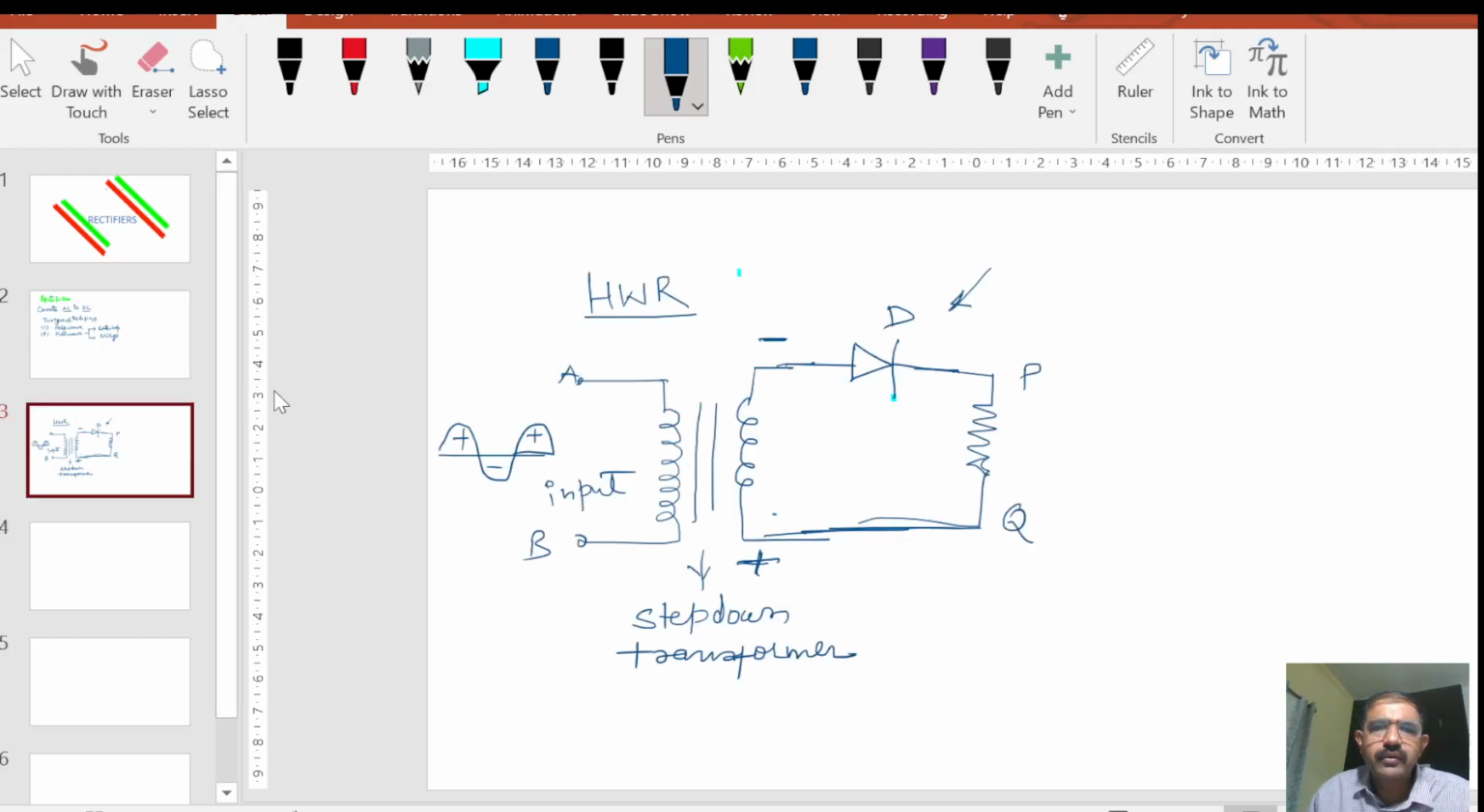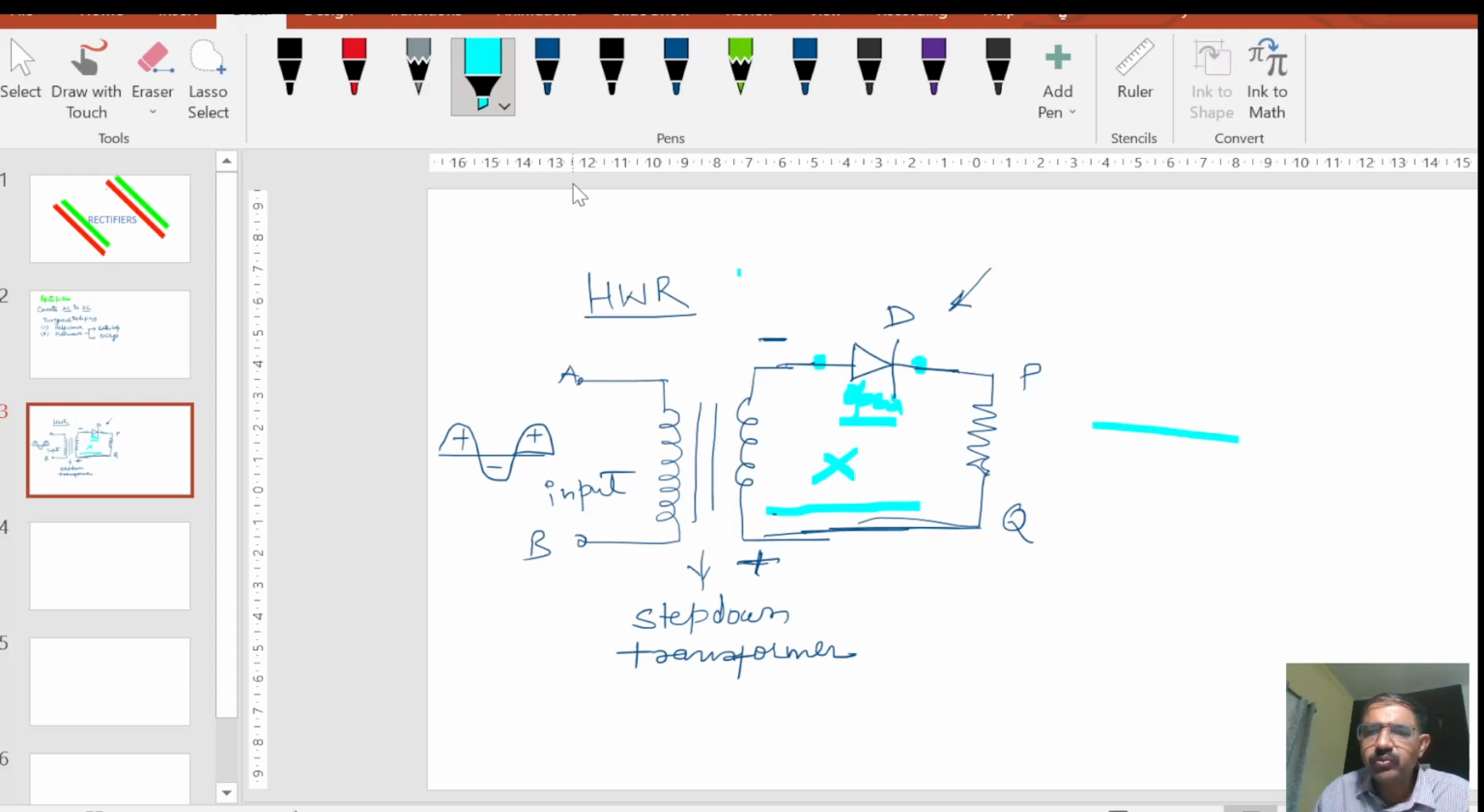Open circuit means the diode doesn't conduct. Will current flow now? Current would start to flow, but it cannot flow because this circuit from here to here is open. So there is no flow of current. Current is 0 during the negative cycle. Diode D doesn't conduct, so the output current is 0.